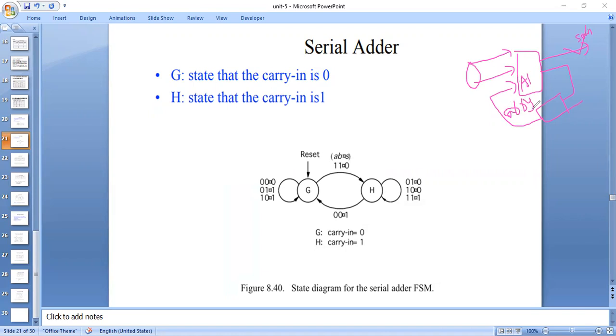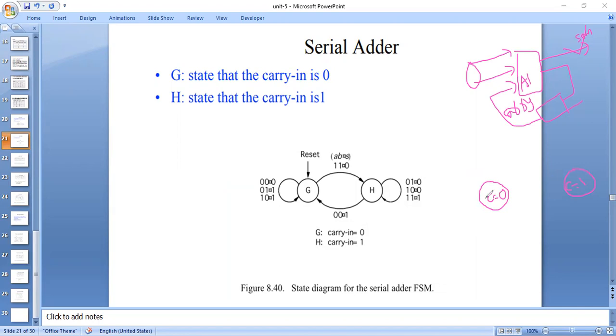Okay, so here we have only one bit, one bit carry, right? So what we are going to assume is that carry may be 0 or 1. We have only two possibilities. For example, if it is 0, what will be the next state? And if it is 1, what will be the next state? So depending on this, we are going to draw the state diagram.